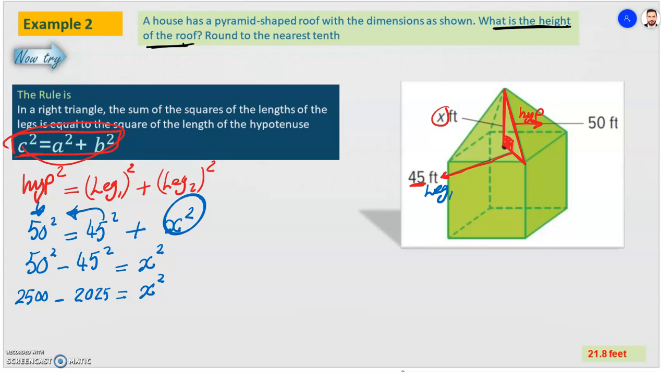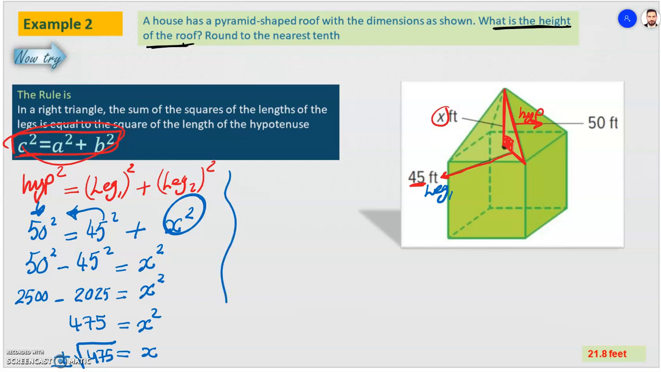Now you have to do subtraction between 2500 minus 2025. You will get the answer 475. So this is x power 2, not x. If you want to get the value of x, you have to do the positive or negative square root of 475. So how can I get it?